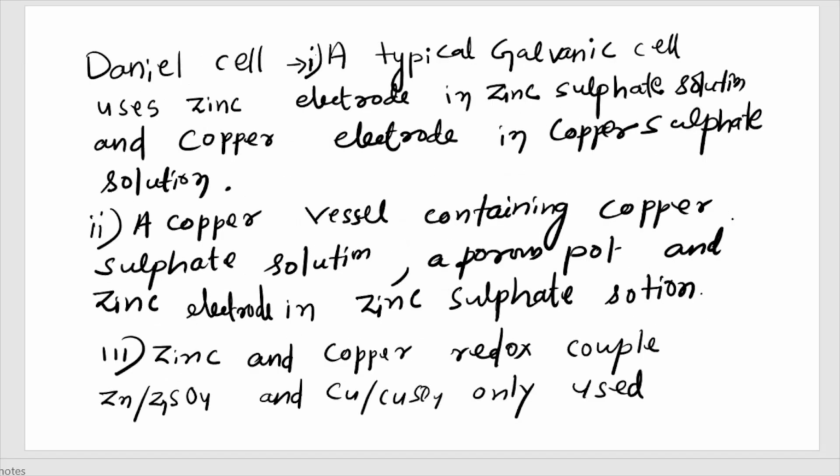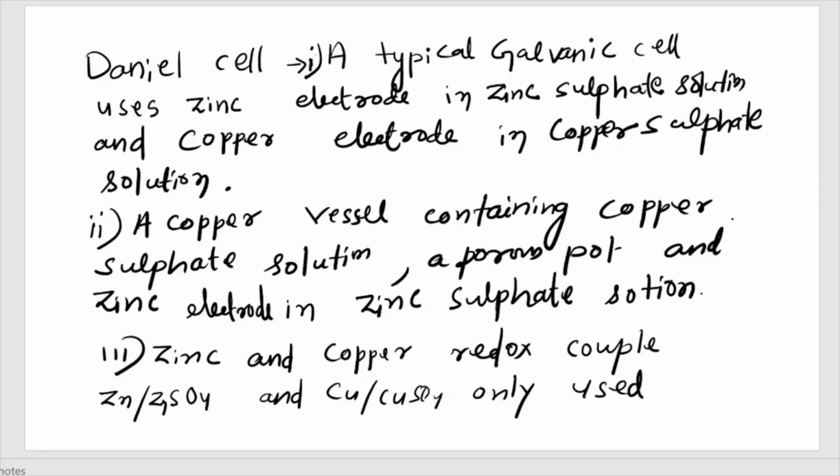Difference between Daniell cell and galvanic cell. Daniell cell is a typical galvanic cell, because the Daniell cell was the first one. A typical galvanic cell uses a zinc electrode in zinc sulfate solution and a copper electrode in copper sulfate solution. Here a copper vessel contains copper sulfate solution, with a porous pot in the middle, then zinc sulfate solution containing the zinc electrode.